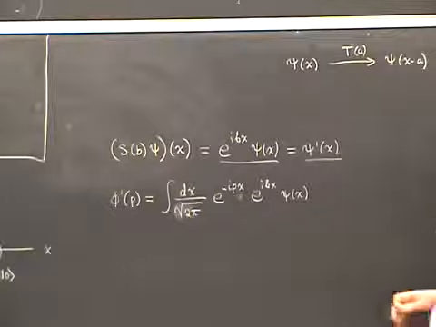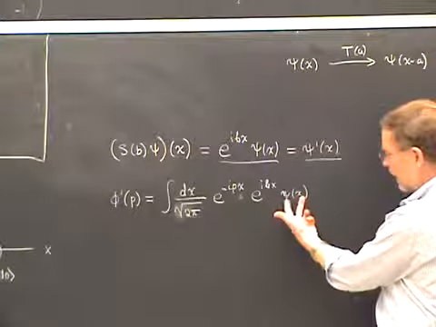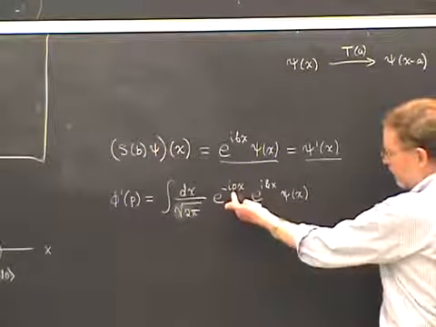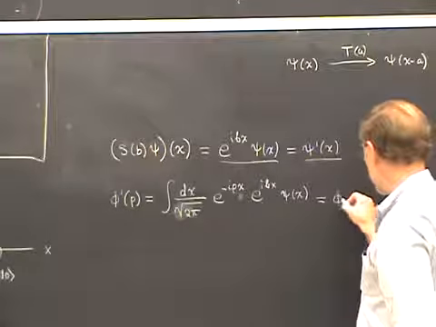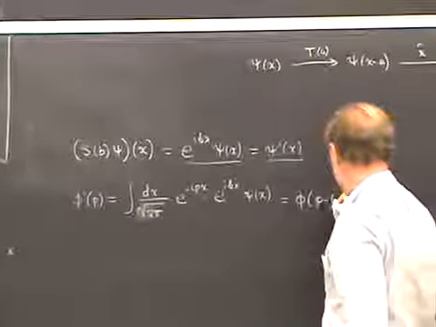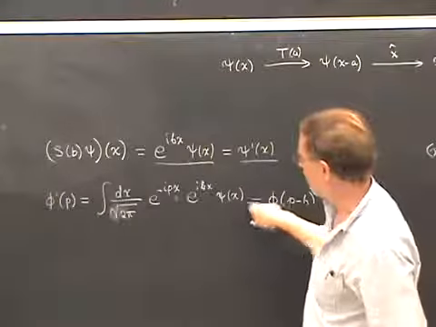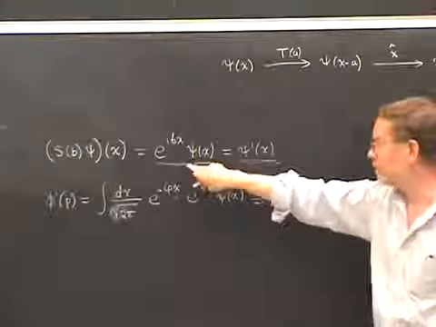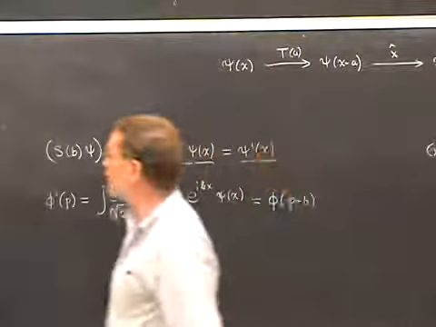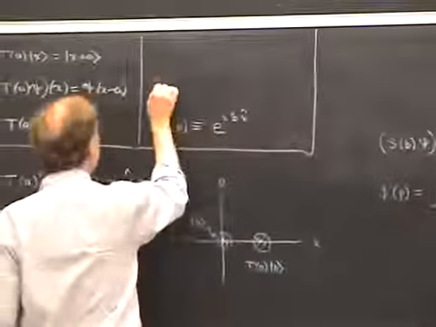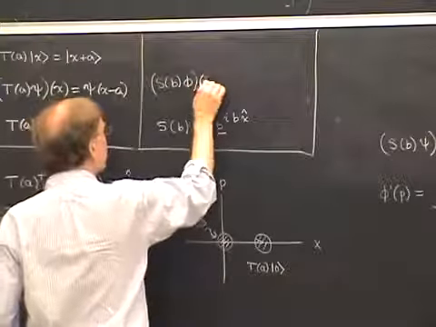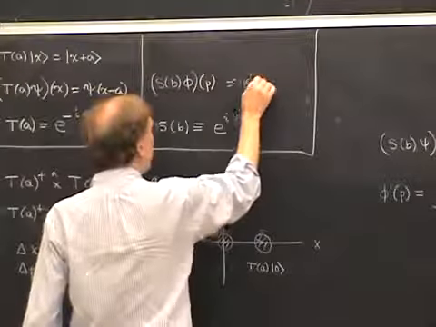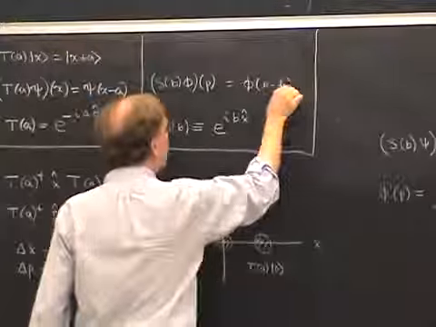Now you can see that this is the same as the Fourier transform of psi of x, except the parameter p has been replaced by p minus b. So this is the same thing as phi of p minus b, where phi is the Fourier transform of the original psi. And so the net effect, I can write this way, is that S of b acting on a momentum space wave function as a function of p is equal to phi of p minus b.